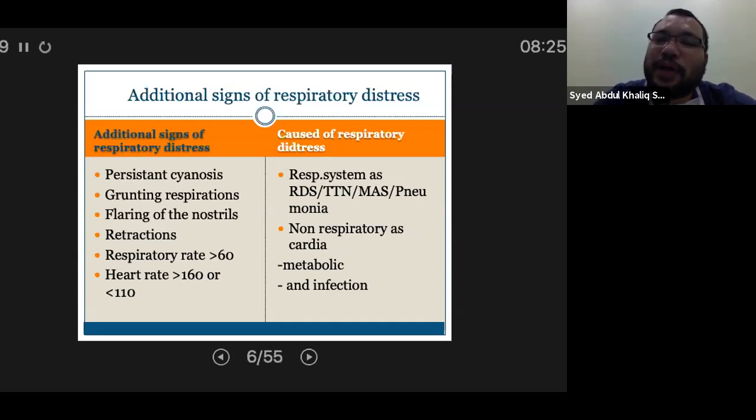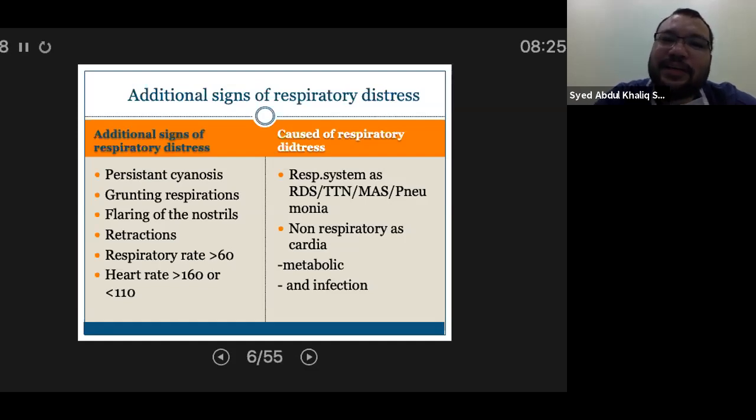Also, what else? Besides meconium, what else can cause RDS? Infants of diabetic mothers are at risk for RDS as well, among others. Okay, all right. And then it can also be because of non-respiratory causes.